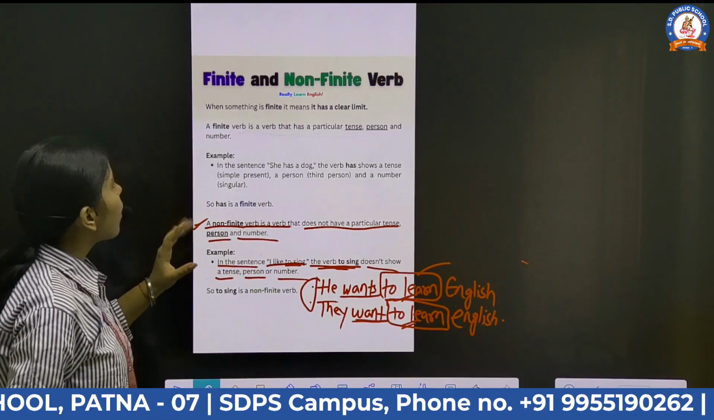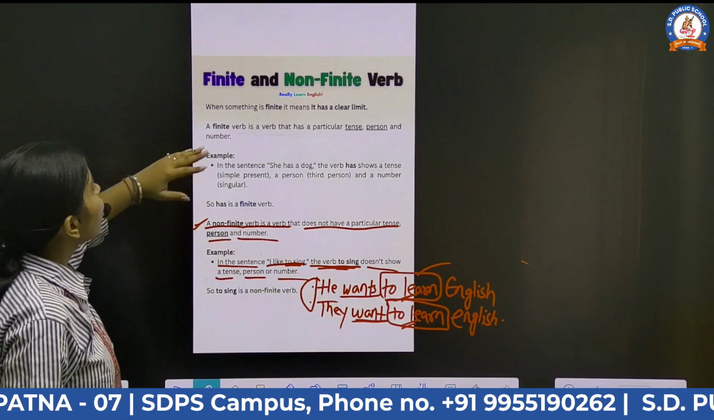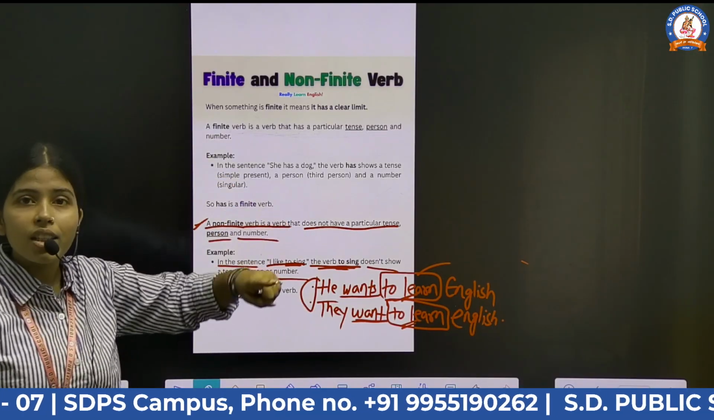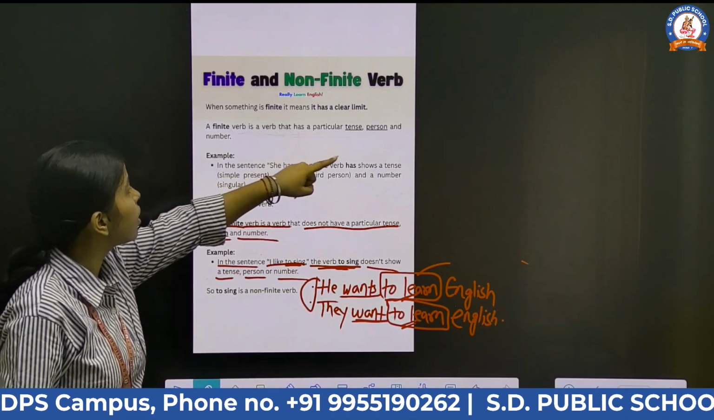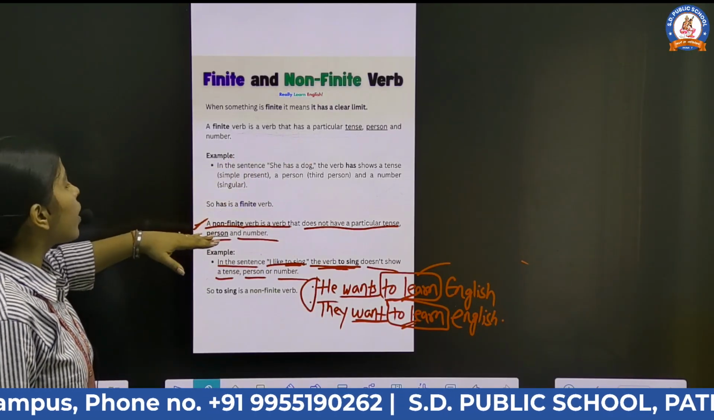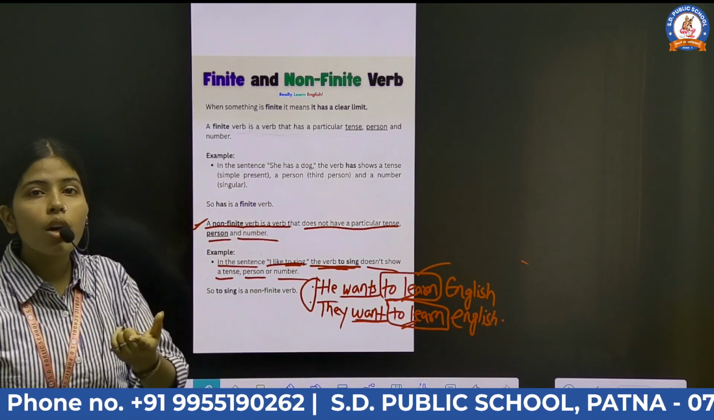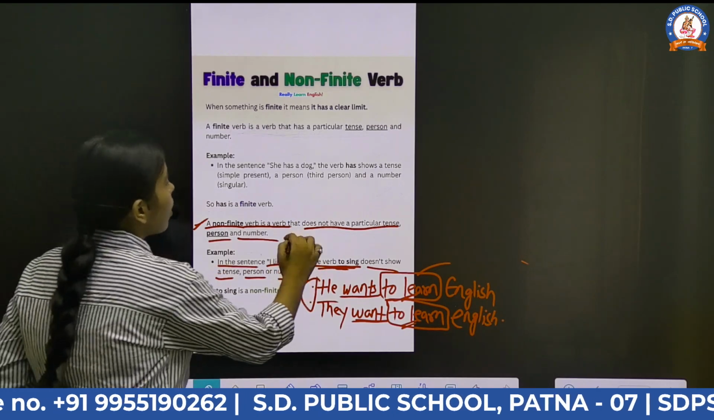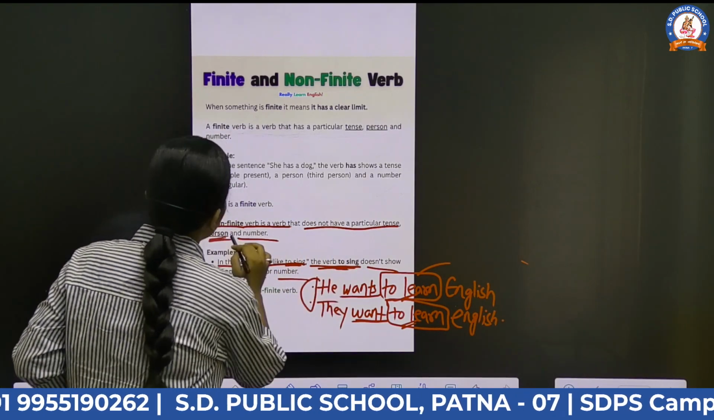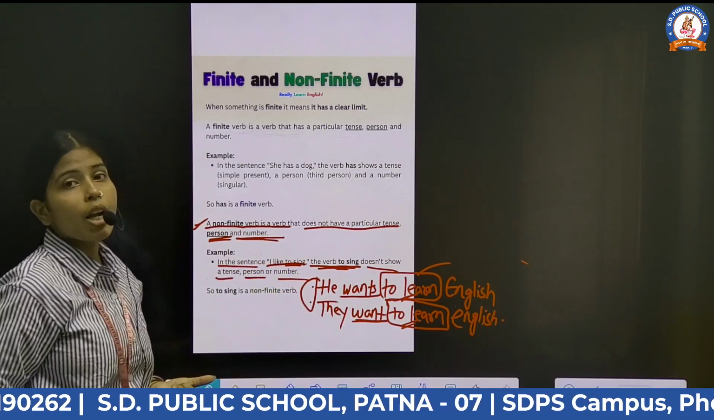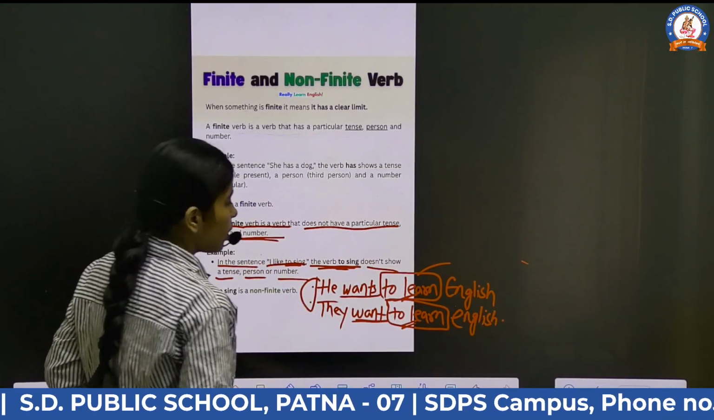So basically, what are finite and non-finite verbs? Finite verbs are those which will change their forms according to the tenses, person and the number. And non-finite verbs are what? Those which do not change their form according to the person and number. I hope you all must have understood the topics very clearly.